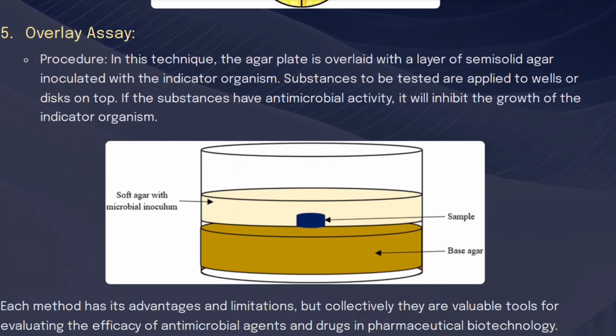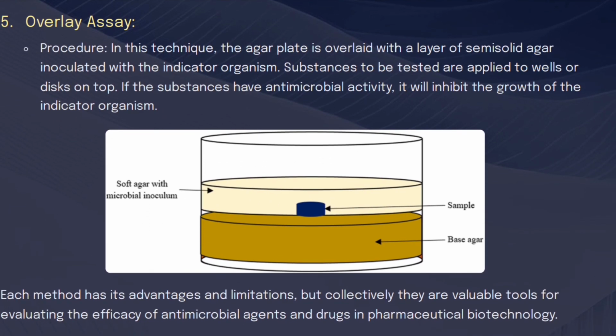5. Overlay assay. Procedure. In this technique, the agar plate is overlaid with a layer of semi-solid agar inoculated with the indicator organism. Substances to be tested are applied to wells or discs on top. If the substances have antimicrobial activity, it will inhibit the growth of the indicator organism.